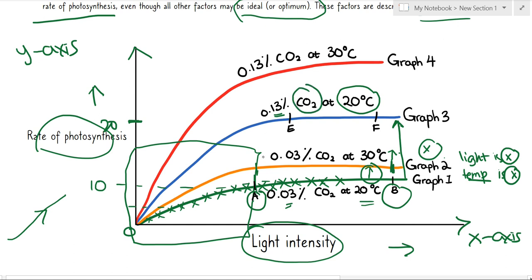Before E right here, you can see the graph is still going upwards. So there's still an uphill there. That means the limiting factor before E is definitely light. So light is the limiting factor here. But beyond point E, because it goes into a straight line, light is no longer the limiting factor.